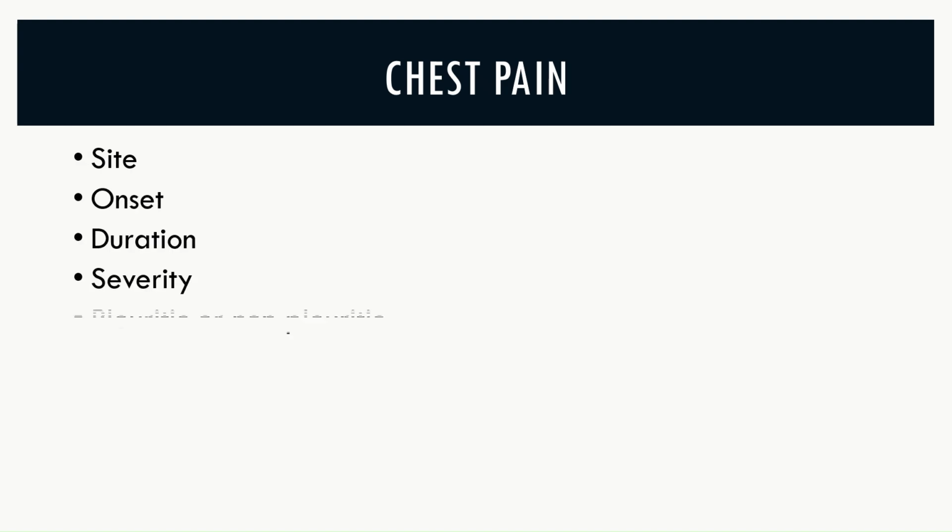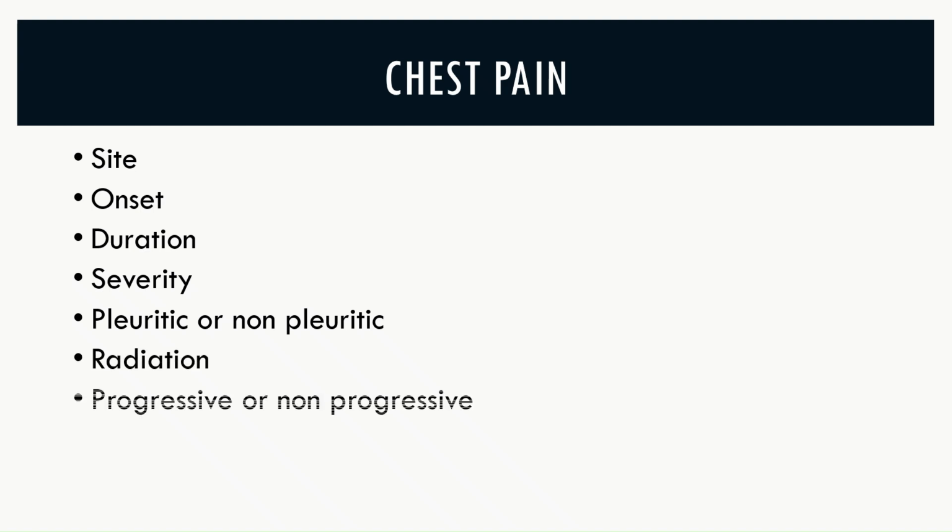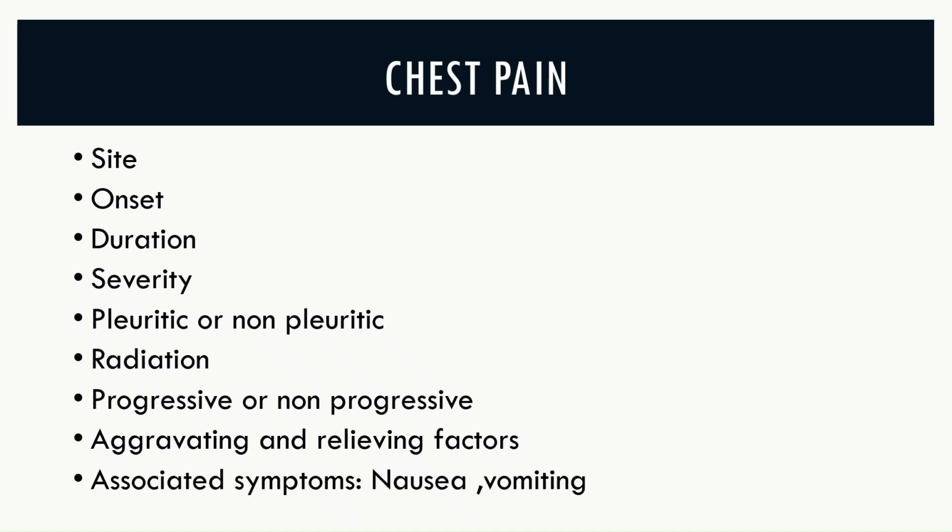History of chest pain includes site, onset, duration, severity, pleuritic or non-pleuritic nature, radiation, progression, aggravating and relieving factors, and associated symptoms such as nausea, vomiting. In respiratory diseases, chest pain is often pleuritic and worsens with inspiration or coughing.